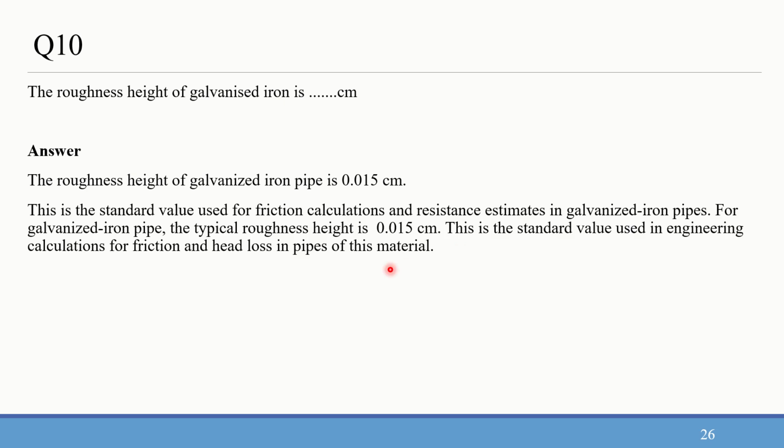This is the standard value used for friction calculations and resistance estimates in galvanized iron pipes. For galvanized iron pipe, the typical roughness height is 0.015 centimeters. This is the standard value used in engineering calculations for friction and head loss in pipes of this material.